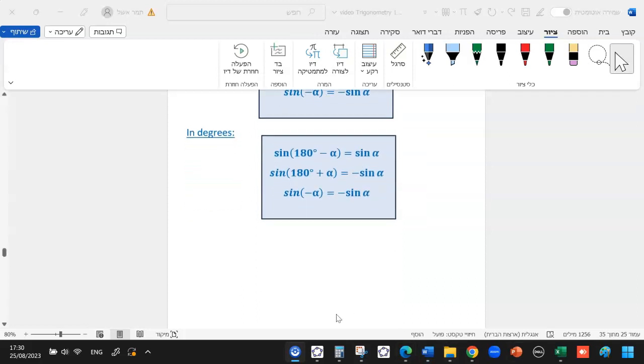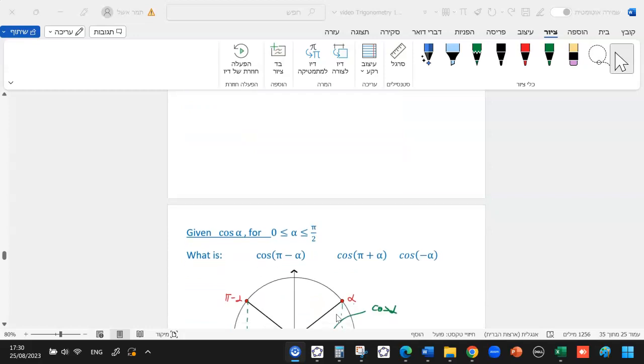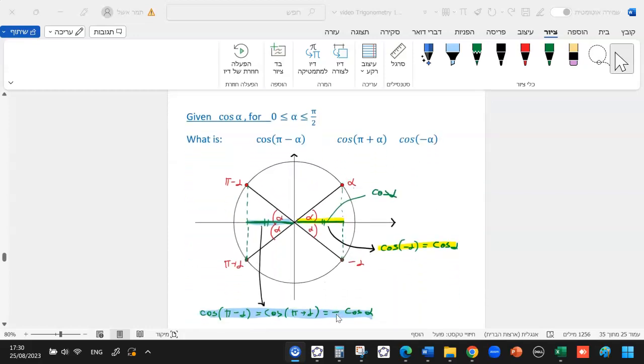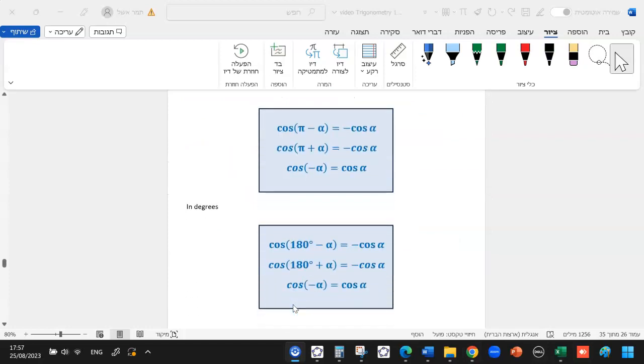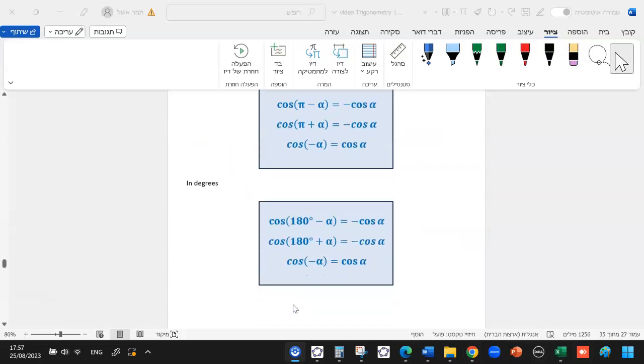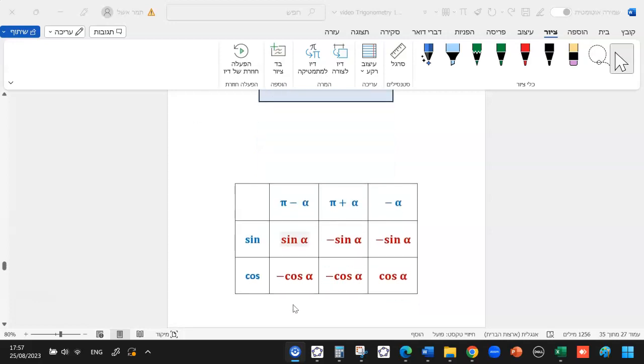Let's do the same for cosine in the other three quadrants. You can see here that cosine alpha and cosine of minus alpha are the same, positive, and for pi minus alpha and pi plus alpha, cosine is negative and equals minus cosine alpha. So this is a summary for the cosine rules and summary for sine and cosine together.